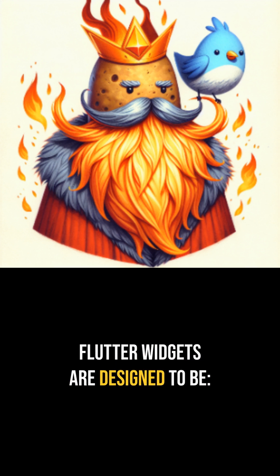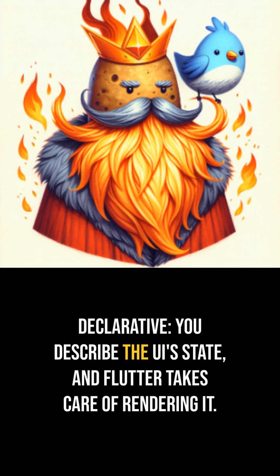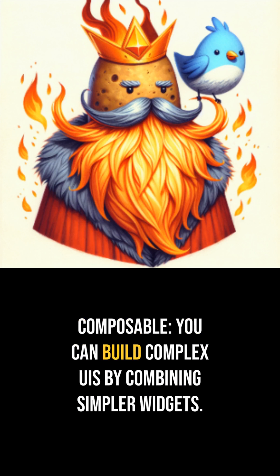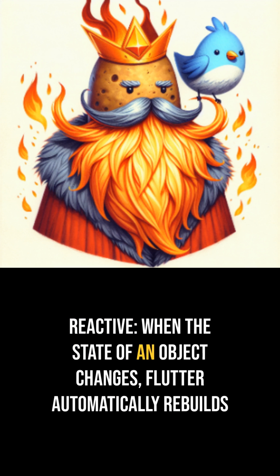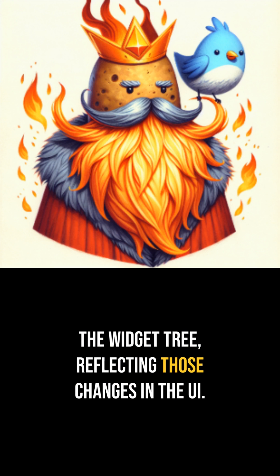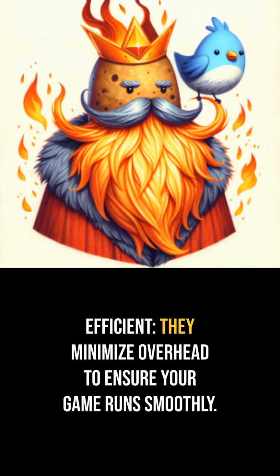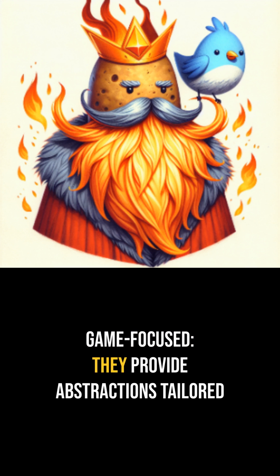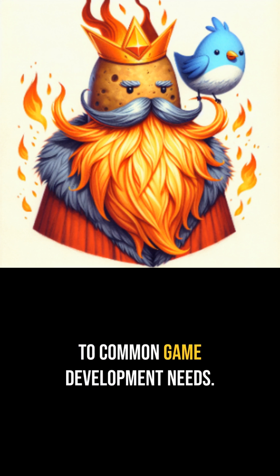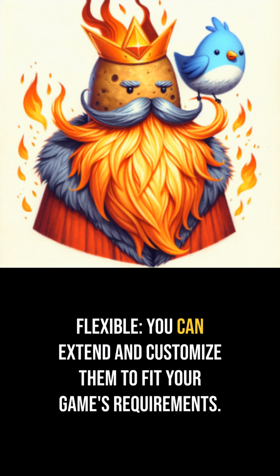Flutter widgets are designed to be declarative. You describe the UI state, and Flutter takes care of rendering it. Composable. You can build complex UIs by combining simpler widgets. Reactive. When the state of an object changes, Flutter automatically rebuilds the widget tree, reflecting those changes in the UI. Flame components are designed to be efficient. They minimize overhead to ensure your game runs smoothly. Game focused. They provide abstractions tailored to common game development needs. Flexible. You can extend and customize them to fit your game's requirements.